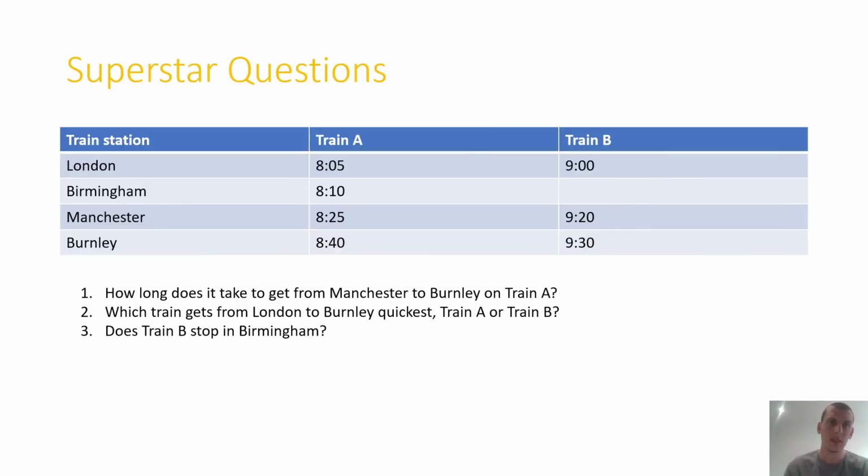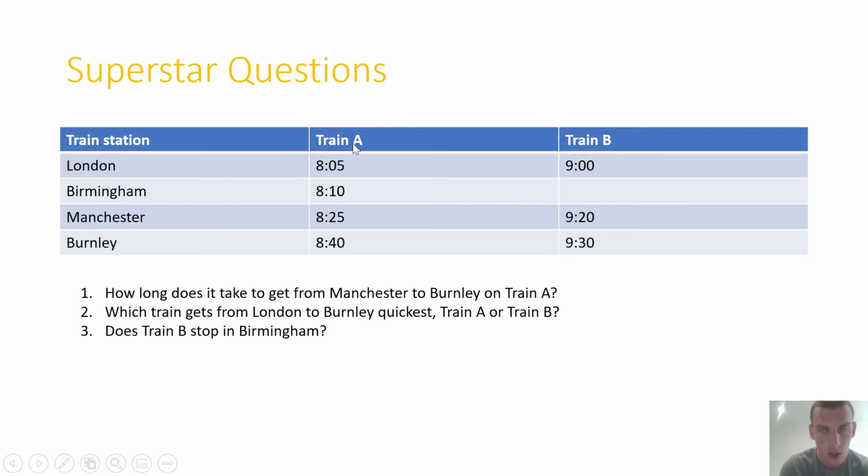Okay, excellent. We are now going to go through our task for today. So superstars, this is your task. Here you have a timetable. It's a train timetable. And then I've got some questions to see if you really understand this timetable. The first question is, how long does it take to get from Manchester to Burnley on train A? Remember you need to read the question. Number 2 says, which train gets from London to Burnley quickest, train A or train B?